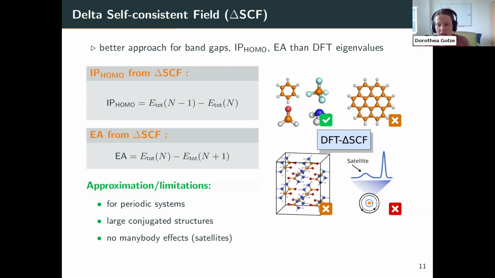Generally, for periodic systems, we have the problem that periodic boundary conditions and N-1 calculations are obviously a problem. So you have to keep a charge-neutral supercell, and you achieve that either by adding a background charge or by artificially adding an electron to the system, which creates artificial exciton binding energies or different artifacts. So it's possible, but potentially inaccurate. And another point is you can have many-body effects in your spectra. So not only having the main peak here, but for example, also a satellite.